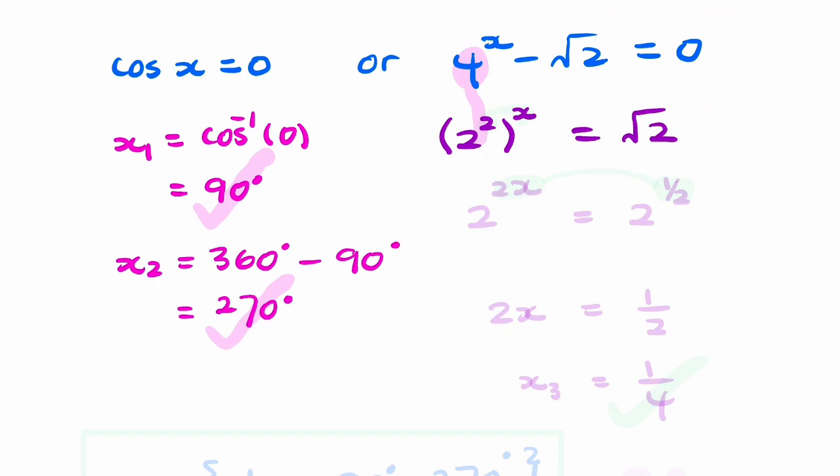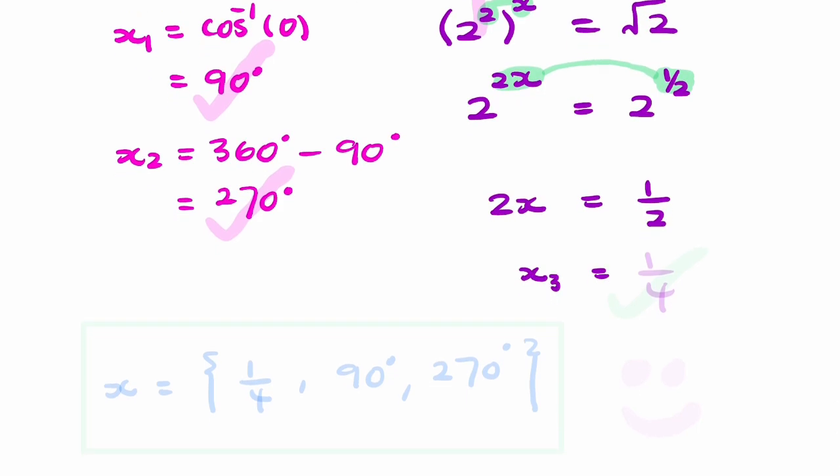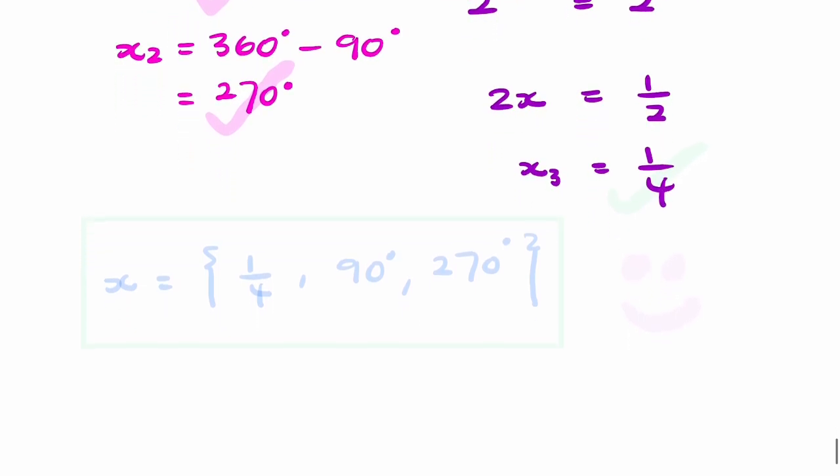And you're allowed to change the order of these powers, or you could simply write it as 2 to the power 2x equals 2 to the power half. And because we have the same base, you can simply say 2 times x equals a half. So 2x must equal a half, and therefore x3 would be 1 over 4. And that too is within the specified range.